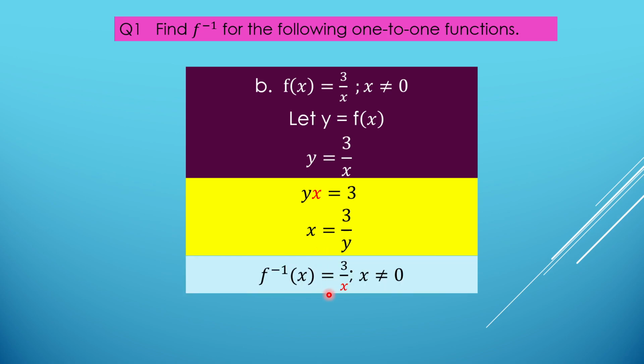Okay, at the end, change the y back to x. Therefore, the inverse of f equals 3 over x. Remember, here you need to write the remark x not equal to 0.